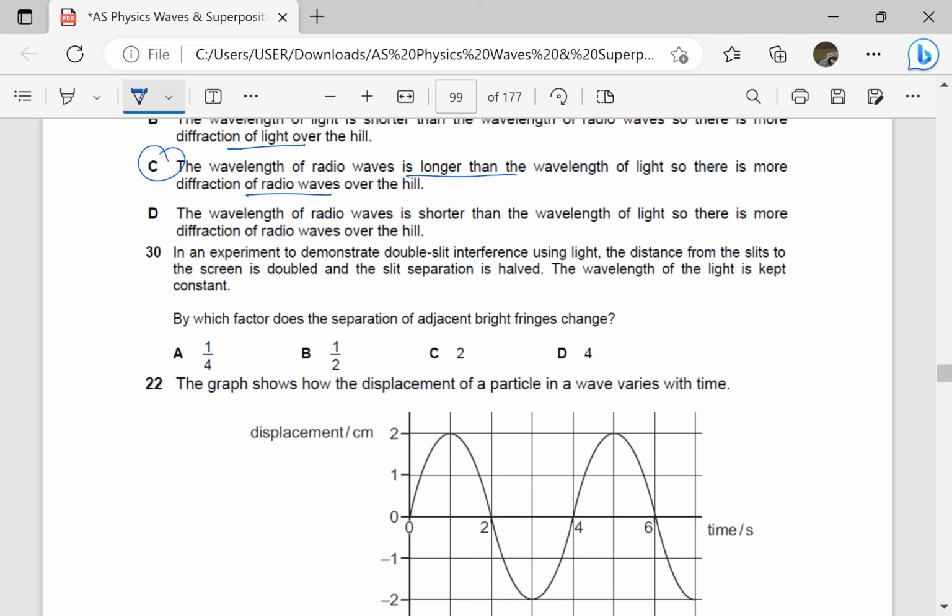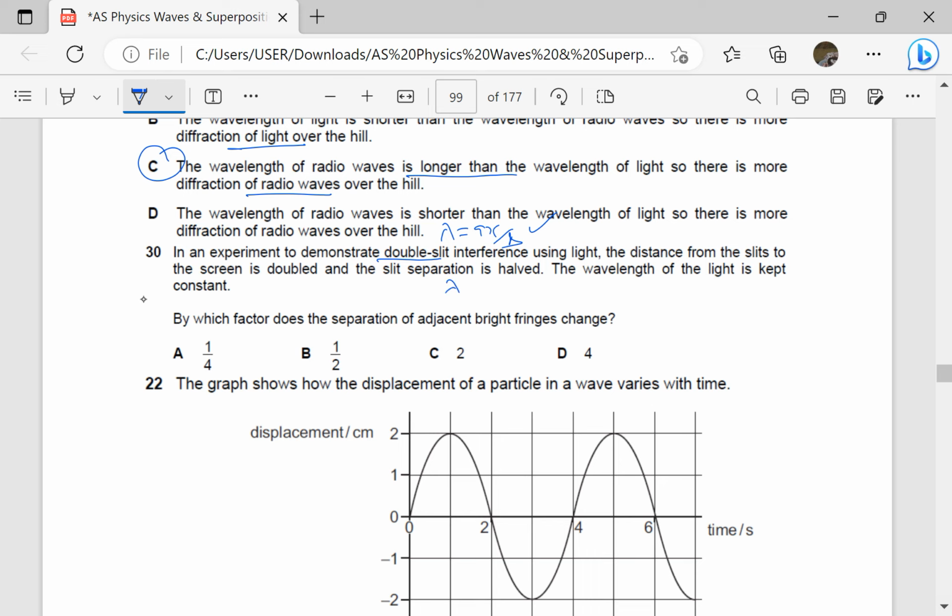In an experiment to demonstrate double slit interference using light, the distance from the slit to the screen is doubled, and the slit separation is halved. The wavelength of the light is kept constant. By which factor does the separation of adjacent bright fringes change? So it is a double slit, and we know for a double slit, lambda is equal to Ax divided by D. So let's check. Let this be the initial condition.